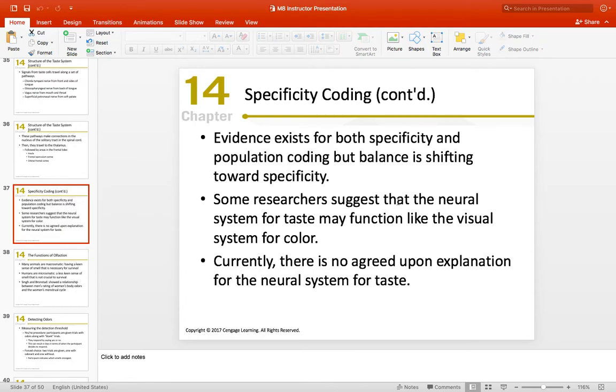There's evidence, and you can see in your text, for what we call this more distributed or population coding versus specificity. It's just like in other aspects of the brain. Do we say there's a pattern of activity in the brain that accounts for maybe a particular taste? There's some evidence for that. We just don't quite know. I guess that's the point. We don't have an agreed upon explanation for how we can differentiate between different types of food, which is obviously very important.